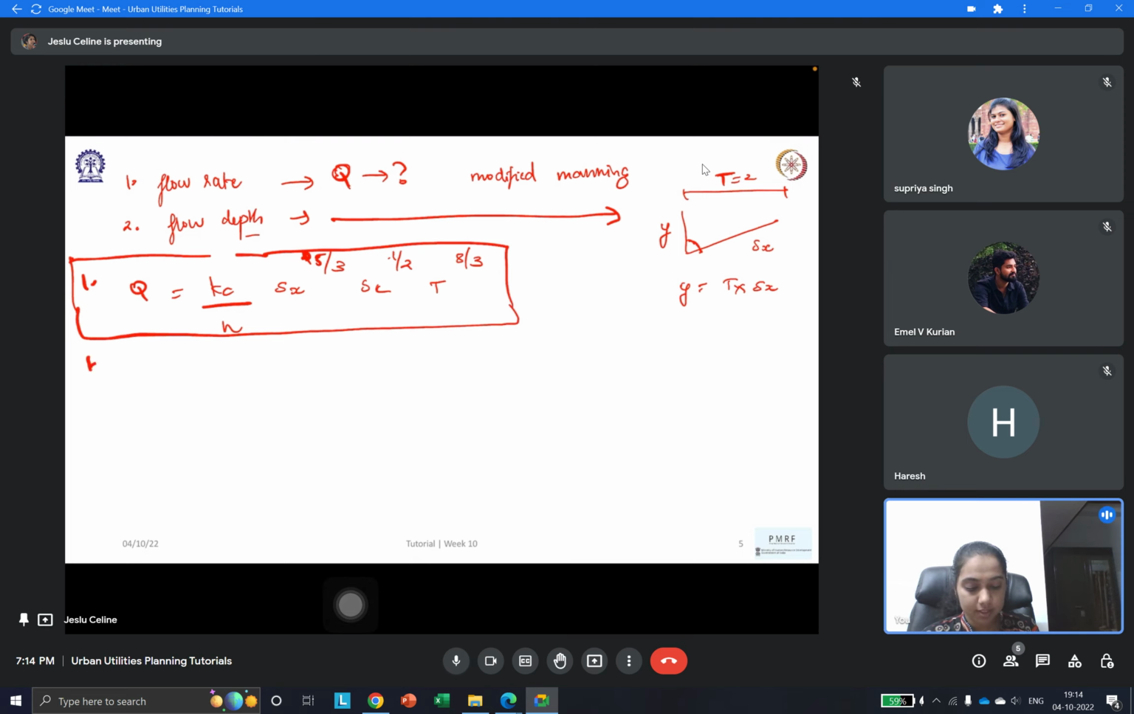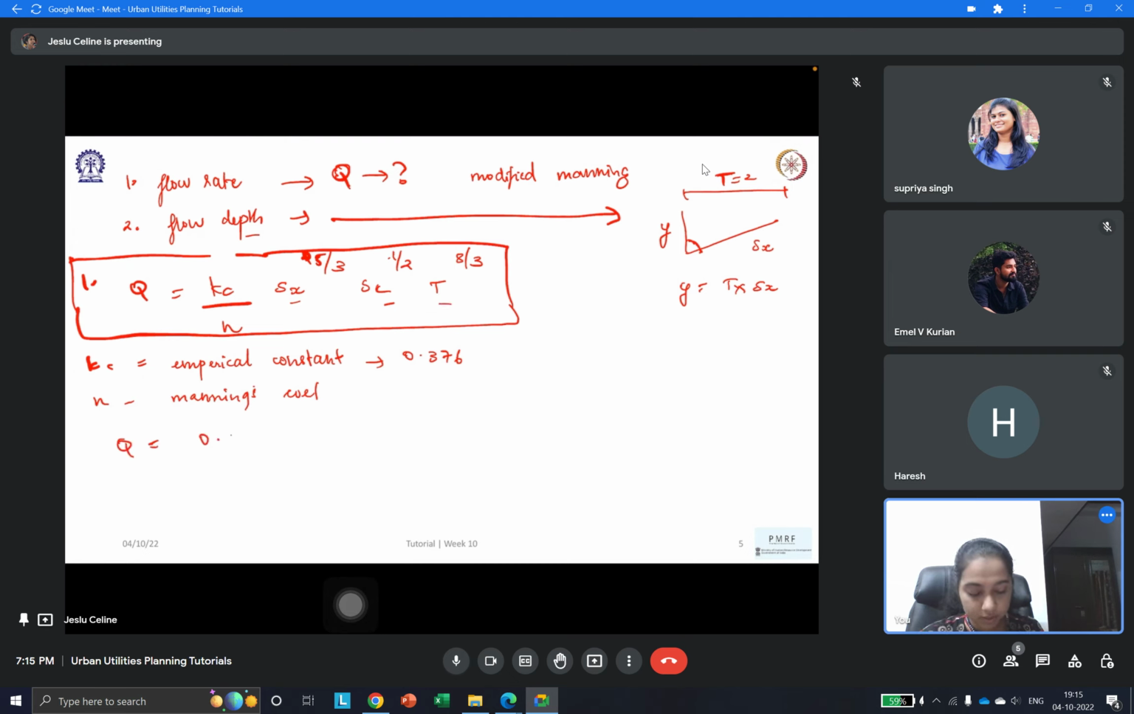What is Kc over here? Kc is just a constant, called an empirical constant, and the value we will always be considering for this is about 0.376. This formula you might have to memorize from an exam point of view. n is Manning's roughness coefficient, and Sx, Sl and T we already know. So we can just plug into the equation and get the value.